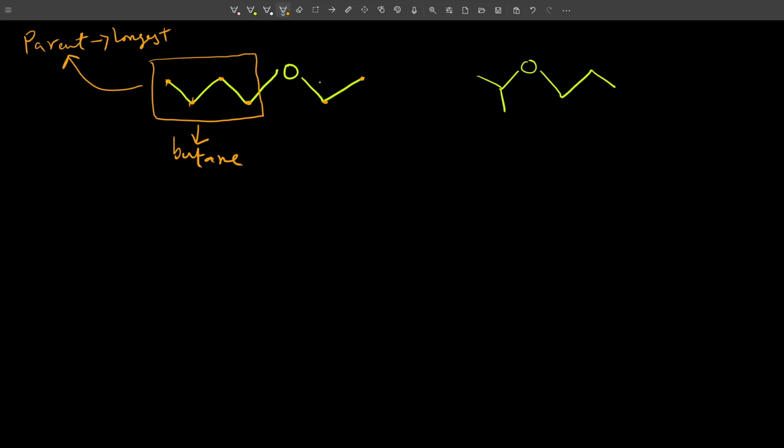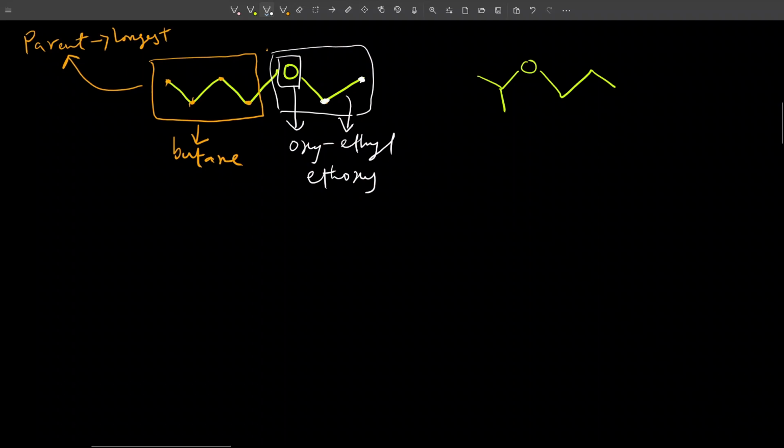So let's see the substituents now. Everything here is the substituent. First, let us name the alkyl part. There are two carbons, that is ethyl. So this part is ethyl. And this oxygen, I call oxy. Combine them and this will give me ethoxy. So the name of the substituent is ethoxy. Now let us number the parent chain. This is the first carbon, so this is number one, two, three, and four. You can see that ethoxy is attached to the first carbon.